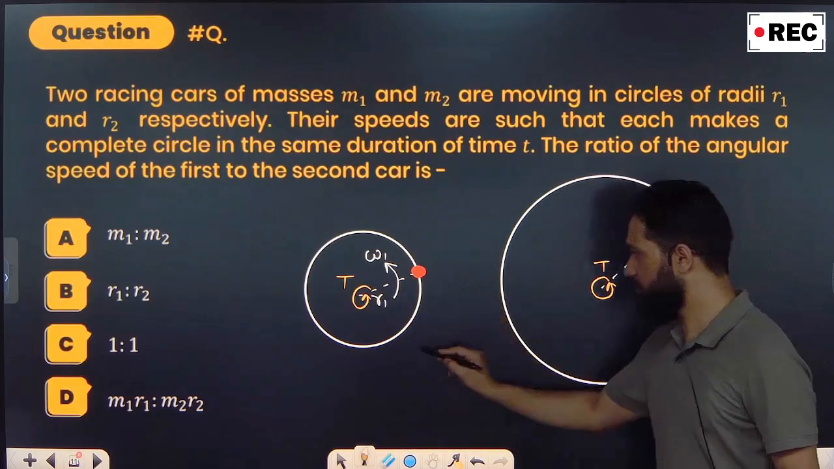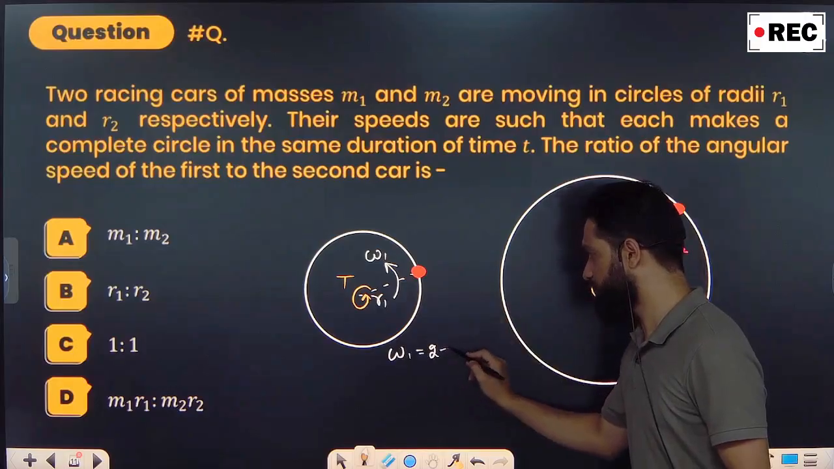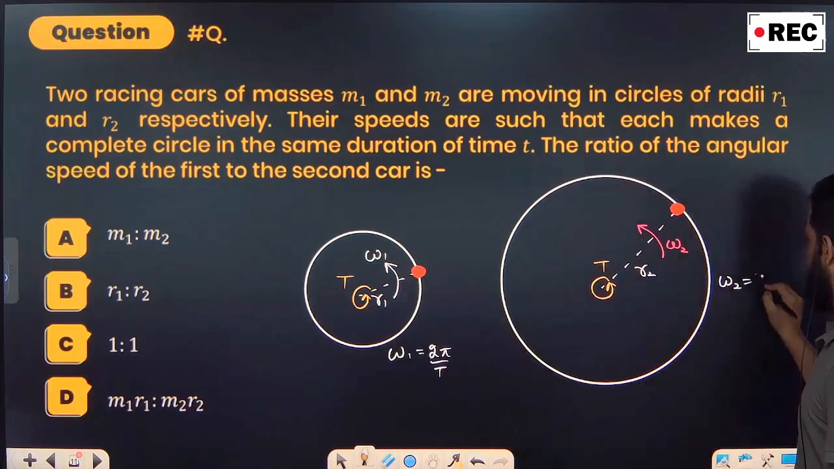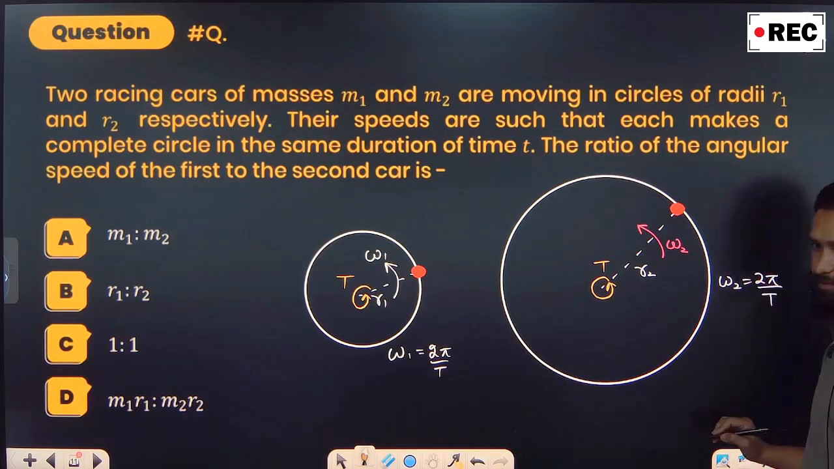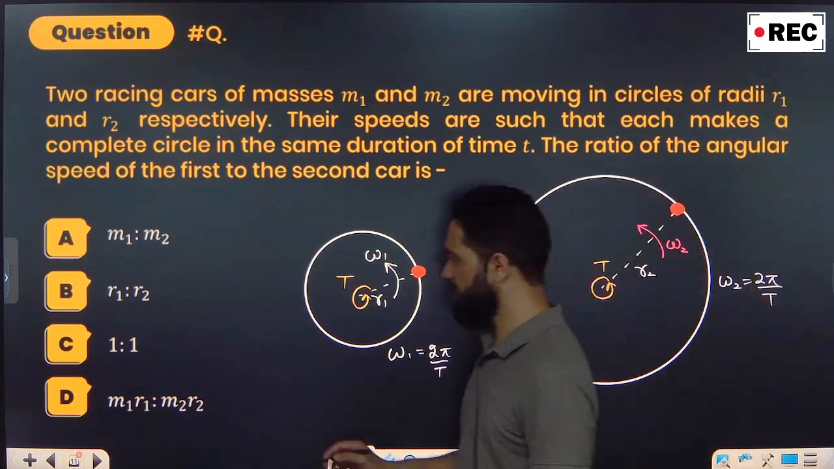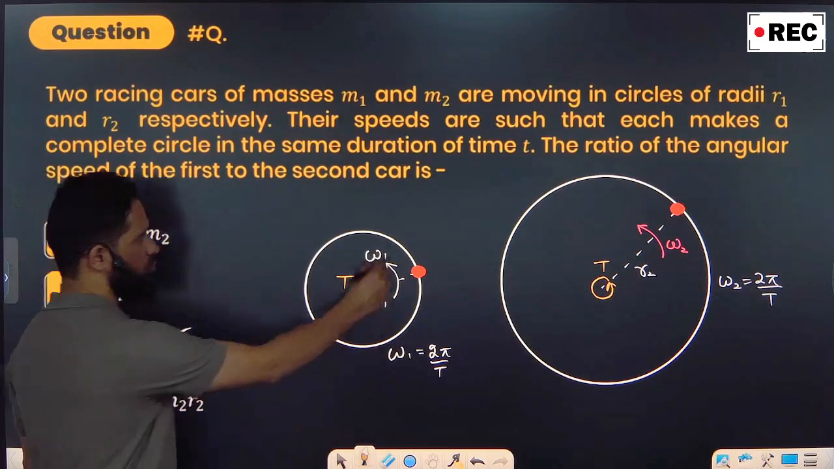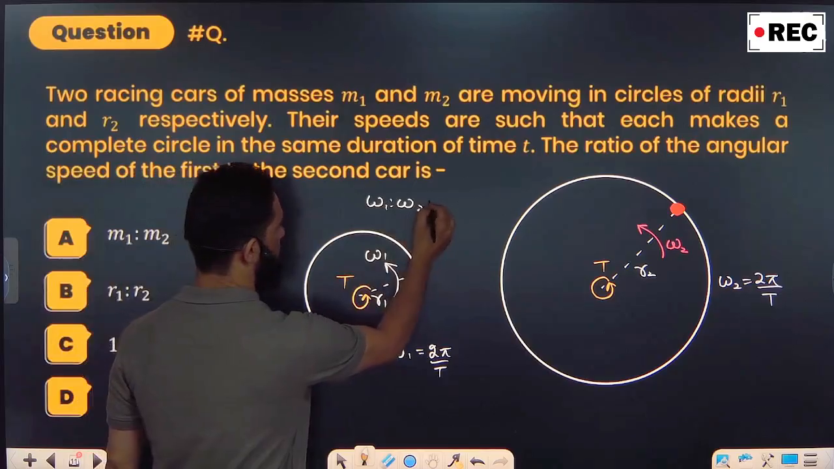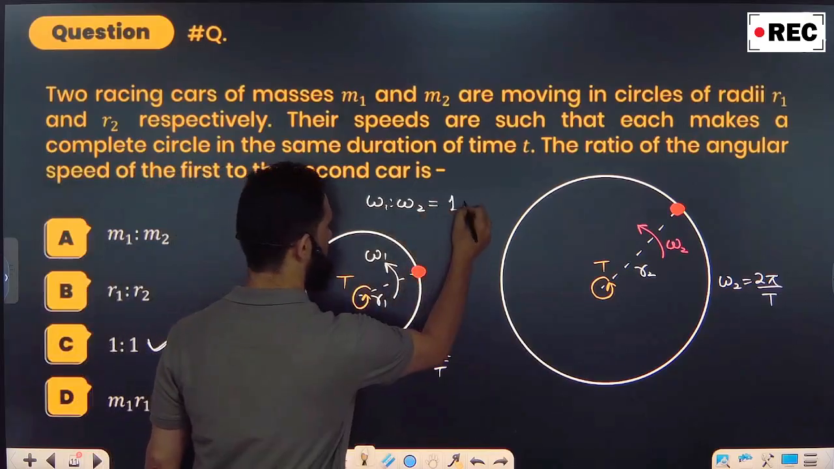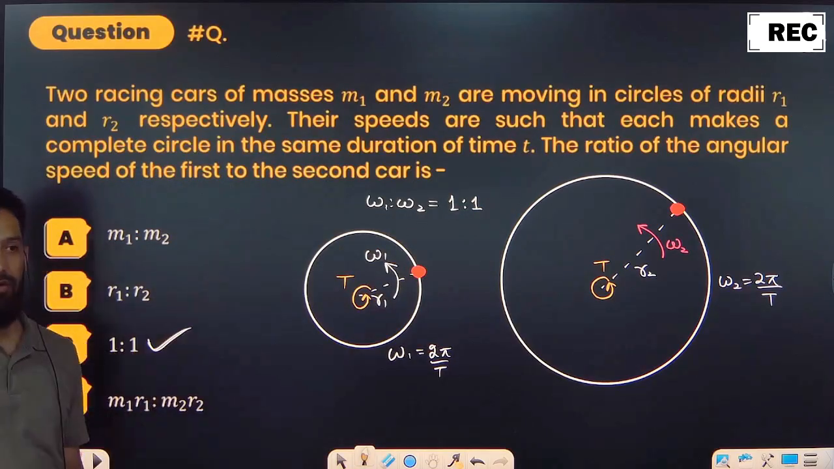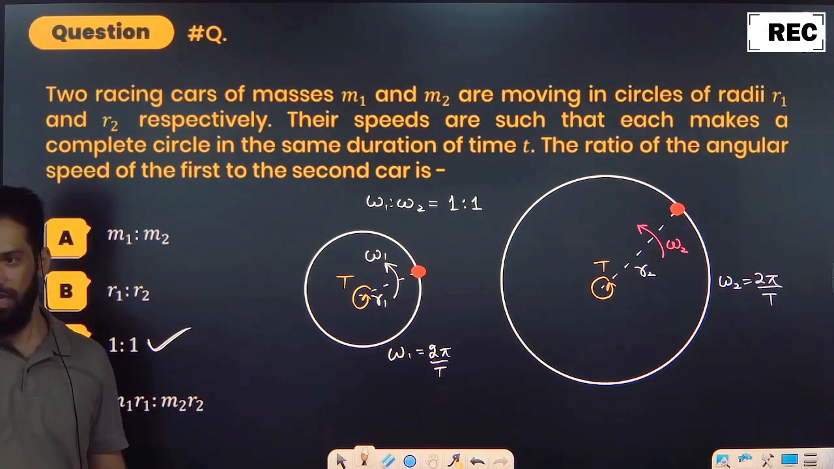Omega 1 किसके बराबर होगा? If I calculate, sir, omega 1 is 2 pi by t, but this is the same t. Omega 2 is 2 pi by t, same. बताओ दोनों में क्या रिलेशन है? 1:1, दोनों बराबर. So omega 1 is to omega 2 is 1:1. Which of them has more angular speed, or are they having equal angular speed? Equal. They are having equal.